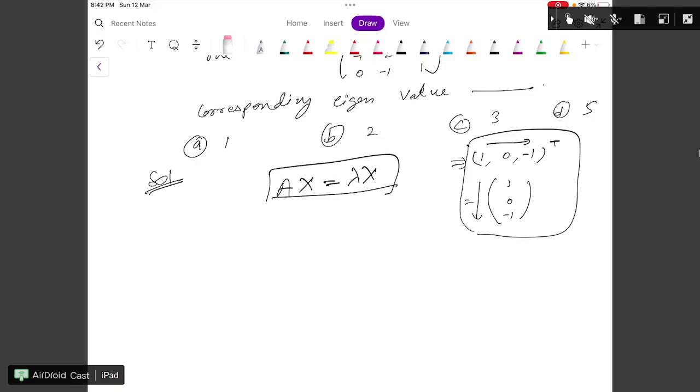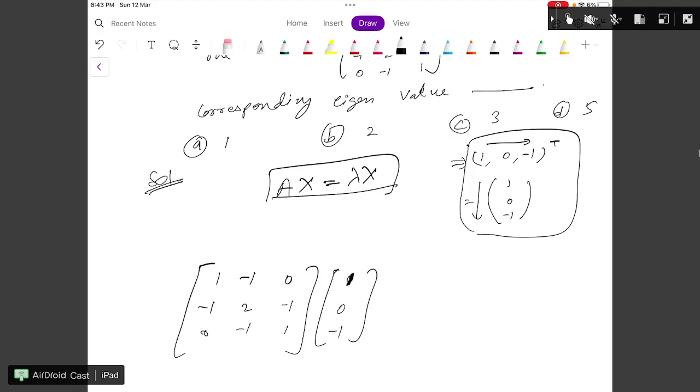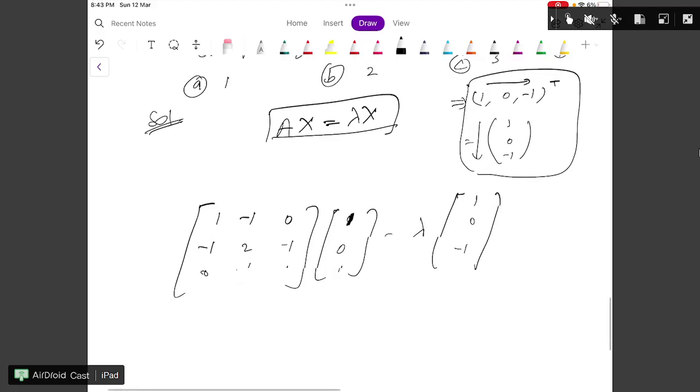I've got the given vector. So just write it into Ax equals lambda x form. The given matrix is 1 minus 1 0, minus 1 2 minus 1, and 0 minus 1 1, the given vector is 1 0 minus 1, and lambda value is asked. The given vector x is 1 0 minus 1. So just solve this problem.